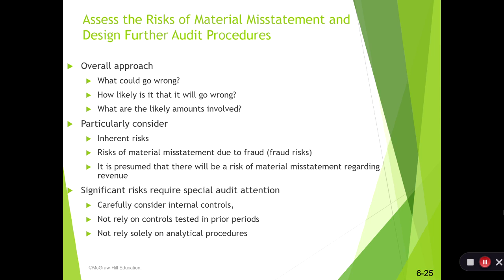If we identify the account as having a significant risk, then we can't rely on controls from prior periods, and we can't only do analytical procedures, right? There are some accounts that don't have a significant risk where we could rely on controls in prior periods, possibly, assuming there's no changes, and we could just use analytical procedures. So imagine a small item on the income statement, some kind of expense that doesn't have a lot of materiality to it. And then once we identify all the risks, then we design all the audit procedures.